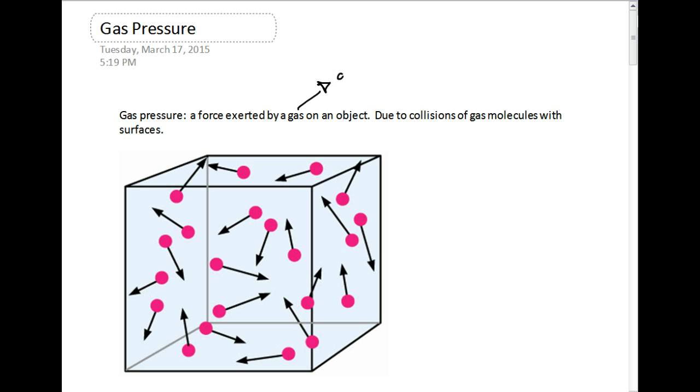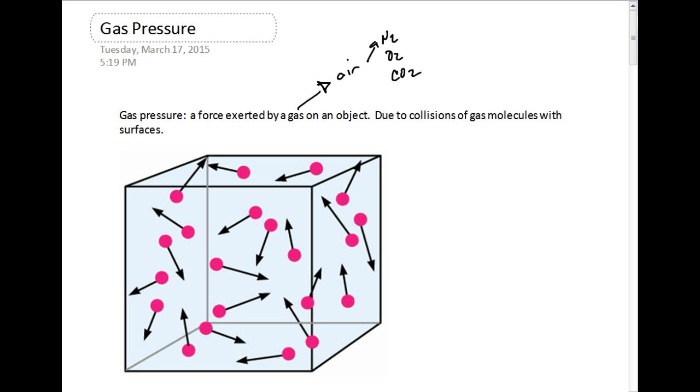We have gases such as air that we breathe, and air is made up of a few different gases. We've got some nitrogen in there, we've got some oxygen, a little bit of carbon dioxide, and some other gases as well that make up air. And these molecules are always moving, and they're moving very rapidly, and they're always colliding with us and objects such as a balloon or anything that they can collide with creates pressure.